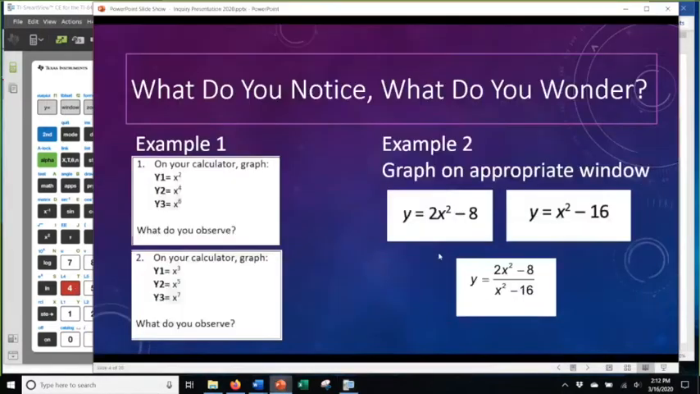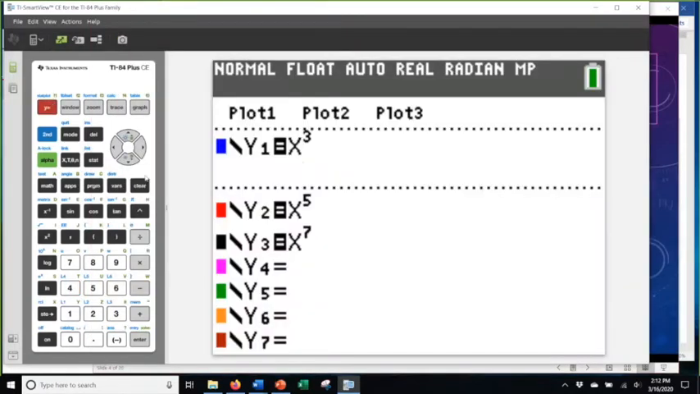Moving right along to our second activity, let's take a look at some quadratics and a rational function. So y equals 2x squared minus 8 and y equals x squared minus 16.